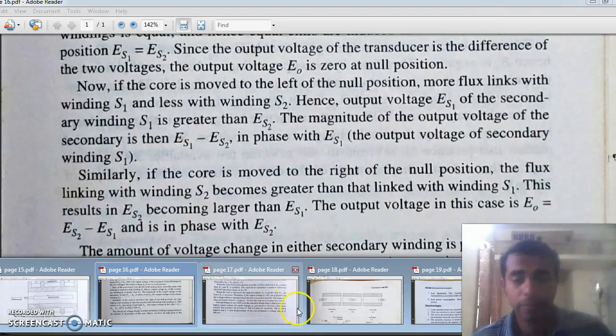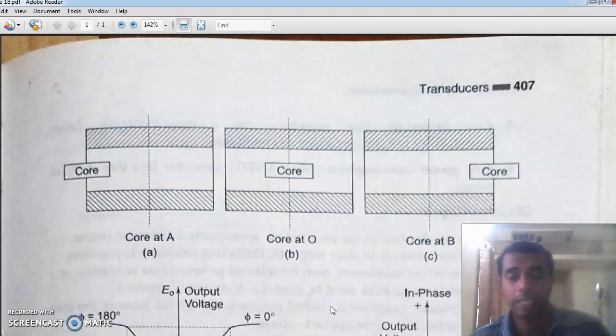Now we'll see the characteristics. We'll see three points. One point is at the center, that is O, another point is A, at the left position, and we have another point B at the right.